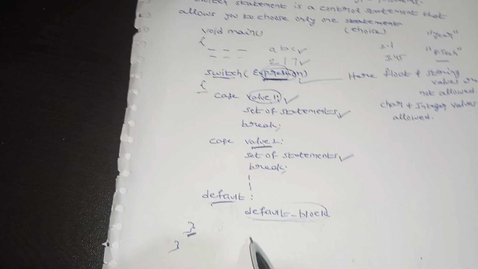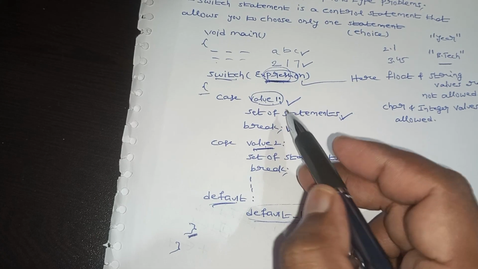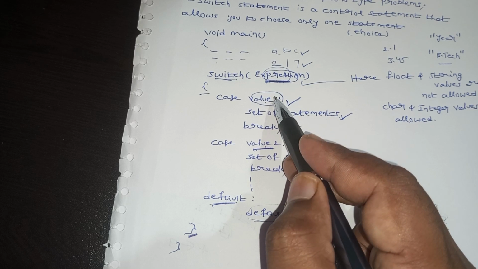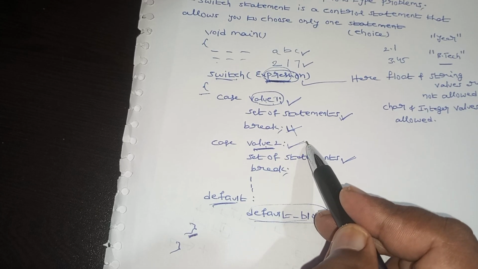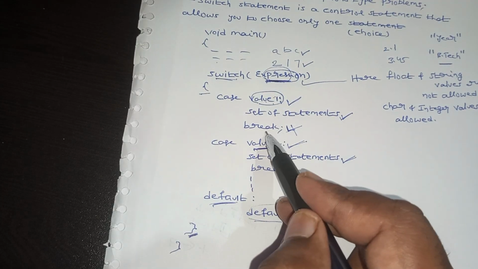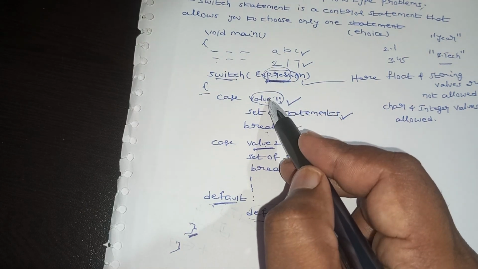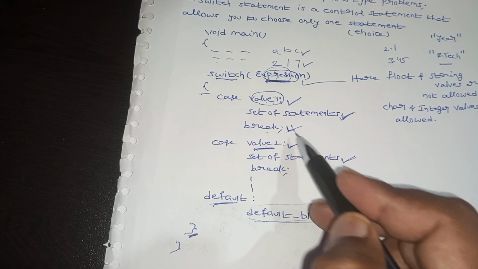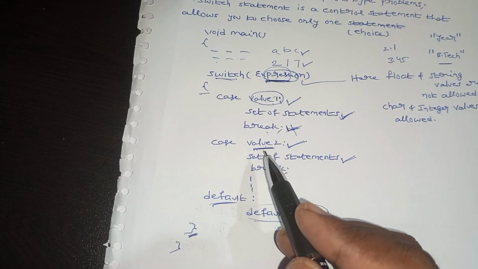One more thing: if you don't give break here, what will happen? Even though these two are matched, because you are not giving a break here, this will also execute. That is an important point. If break is not used by mistake, assume these two are matching, then this will be executed, and along with that this will also execute. Why? Because you are not giving a break. So in a switch statement you must give a break statement.